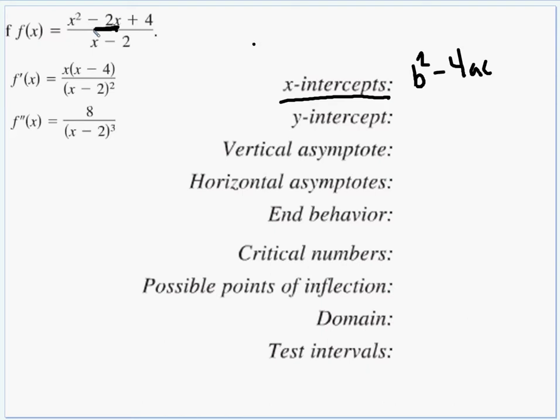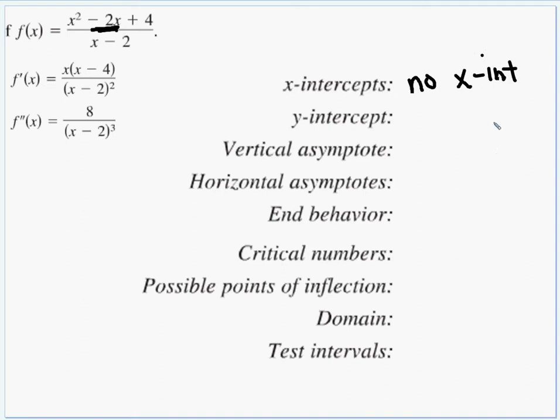So b squared would be 4 minus 4ac. A times c would also be 4. So that's 4 minus 16. So we have a negative discriminant, and that means no x-intercepts. So we're not going to cross the x-axis at all.